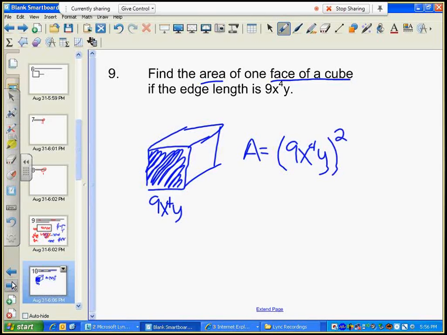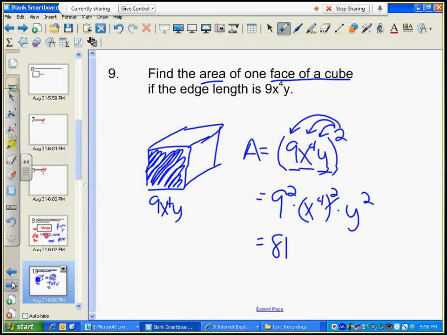Now I can use my power of a product. My product is 9, and my factors are 9, x to the 4th, and y. So I'm going to end up with 9 squared times x to the 4th squared times y squared. I can rewrite it just like that. That's what my power of a product property tells me I can do. When I simplify, I'm going to get 81. Power to the power, multiplying, that's a fact. x to the 8th, y squared.